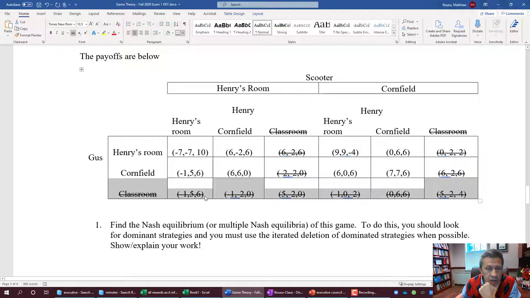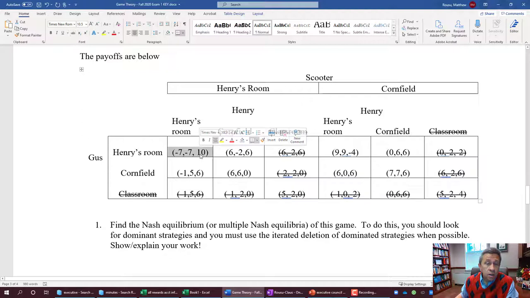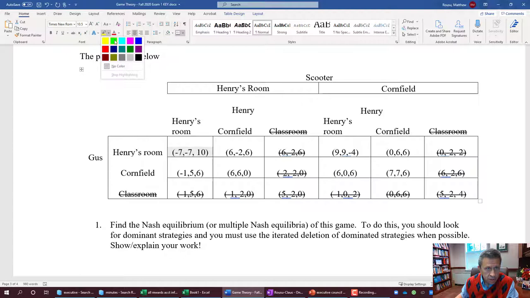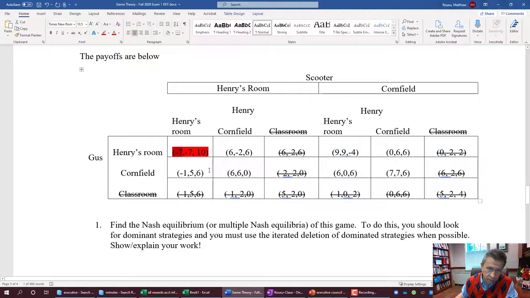Are there any Nash equilibria of this game in pure strategies? Well, this outcome, clearly not a Nash equilibrium, because the payoffs of negative 7 would prompt Gus and Henry to want to change. What about down here? Negative 7, well, it's better than negative 1, but 5 is less than 6. So Henry would want to switch from Henry's Room to the cornfield.